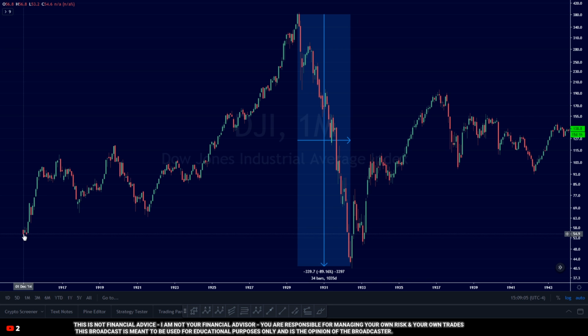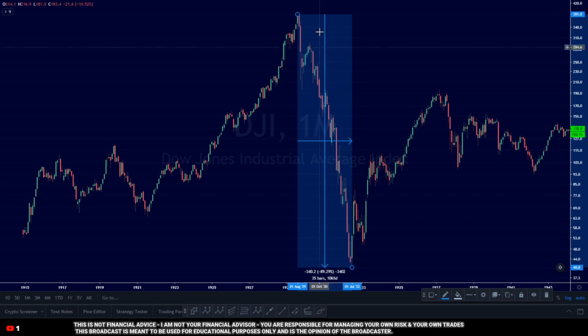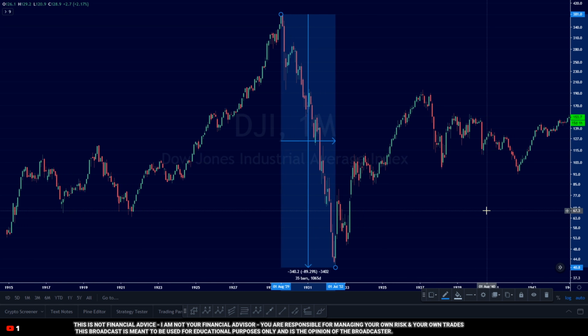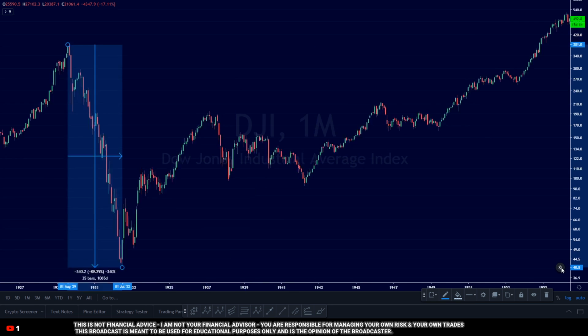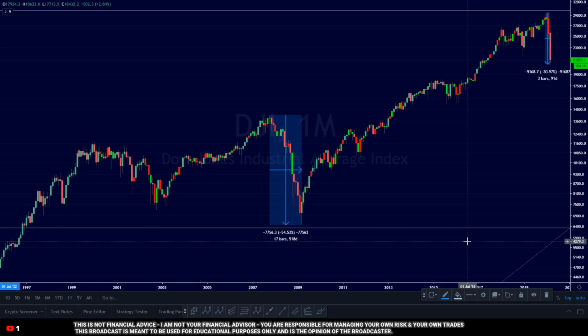It started at 5470, went all the way up to about 380, and then it crashed all the way down to the bottom, which was right here. From the top down to the bottom, it took about 35 months, or 1,065 days, for it to lose 90% in value. I want to use this as a basis for measurement on what we are currently experiencing today. So let's fast forward to where we're at now. Again, these are all monthly candles.